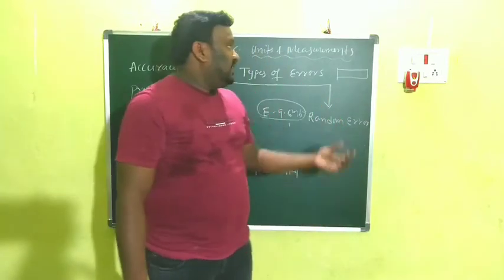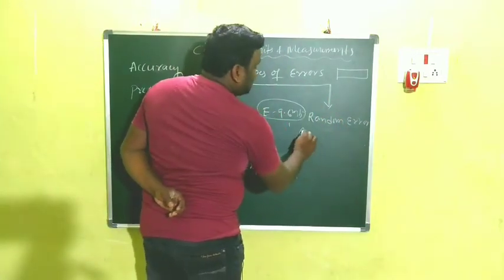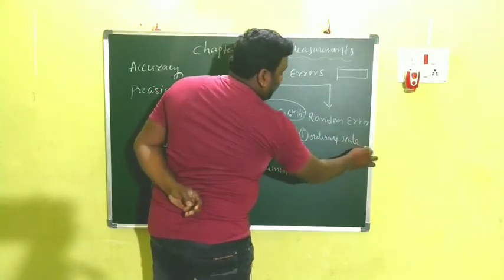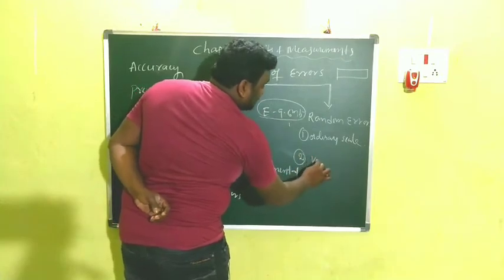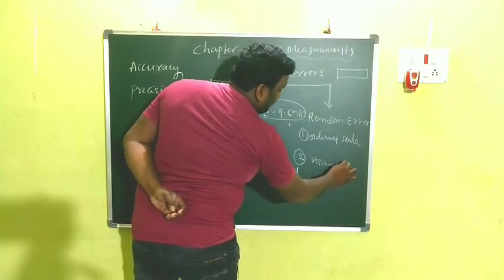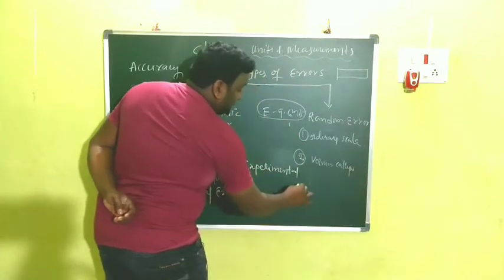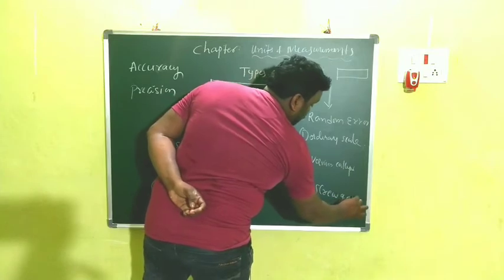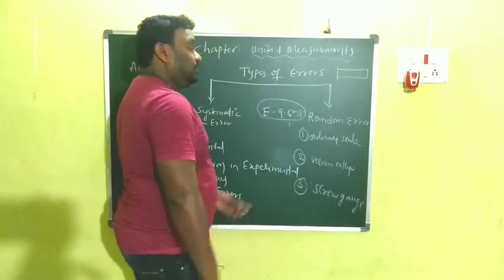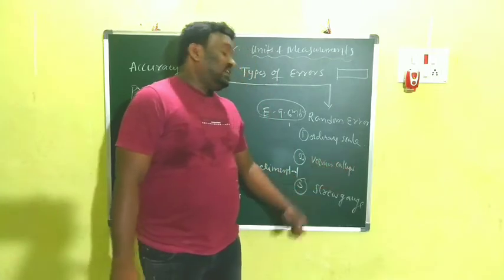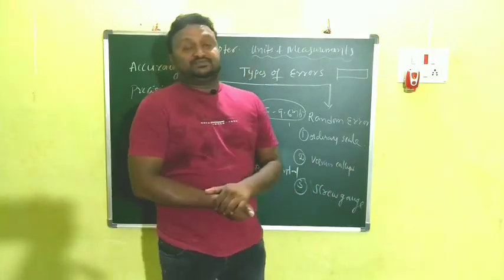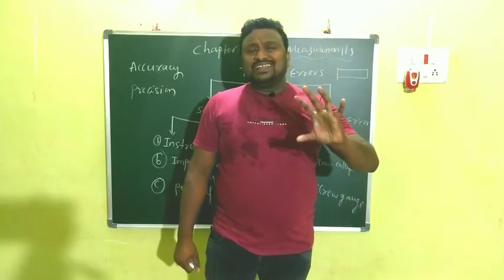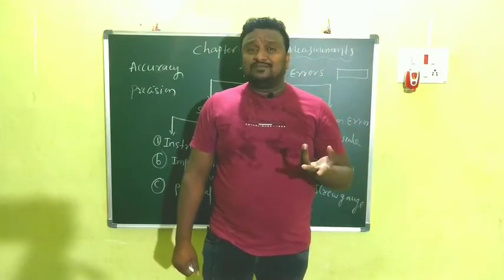Clear, children? The first one is the ordinary scale. The next is vernier calipers. And the third one is the screw gauge. You may find them in the laboratory: ordinary scale, vernier calipers and screw gauge. Clear? Now, what is the least value measured by using an ordinary scale?